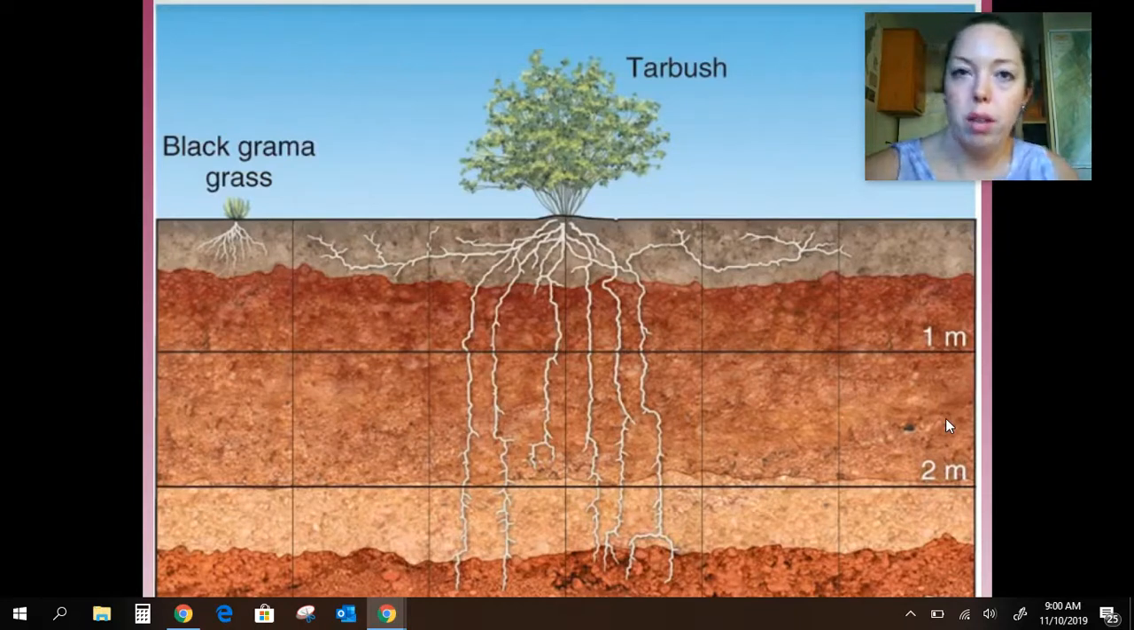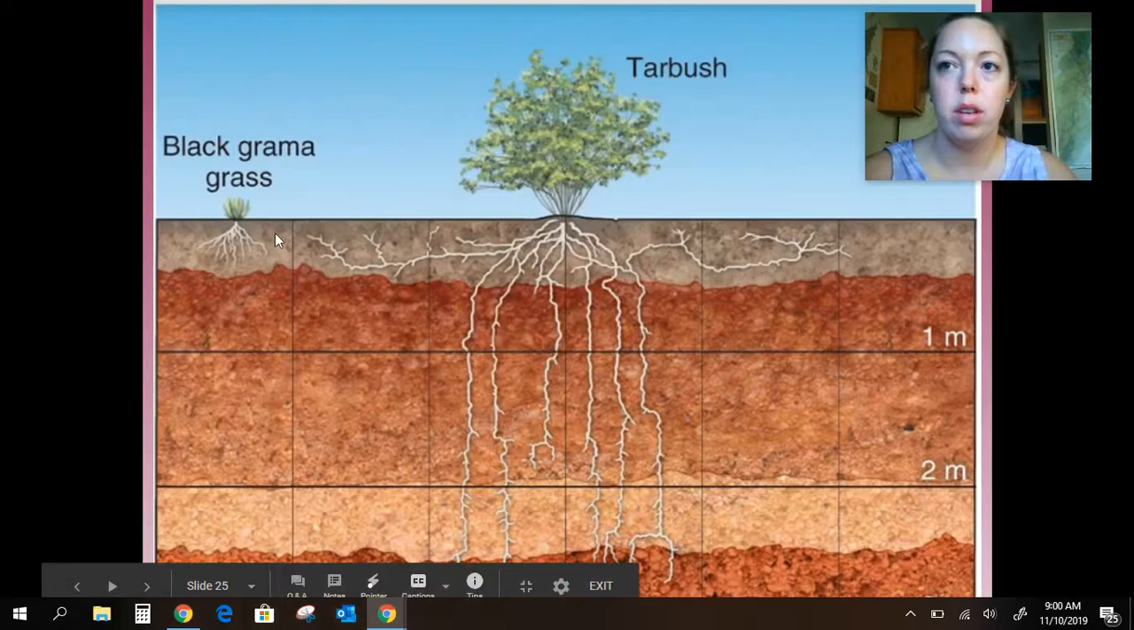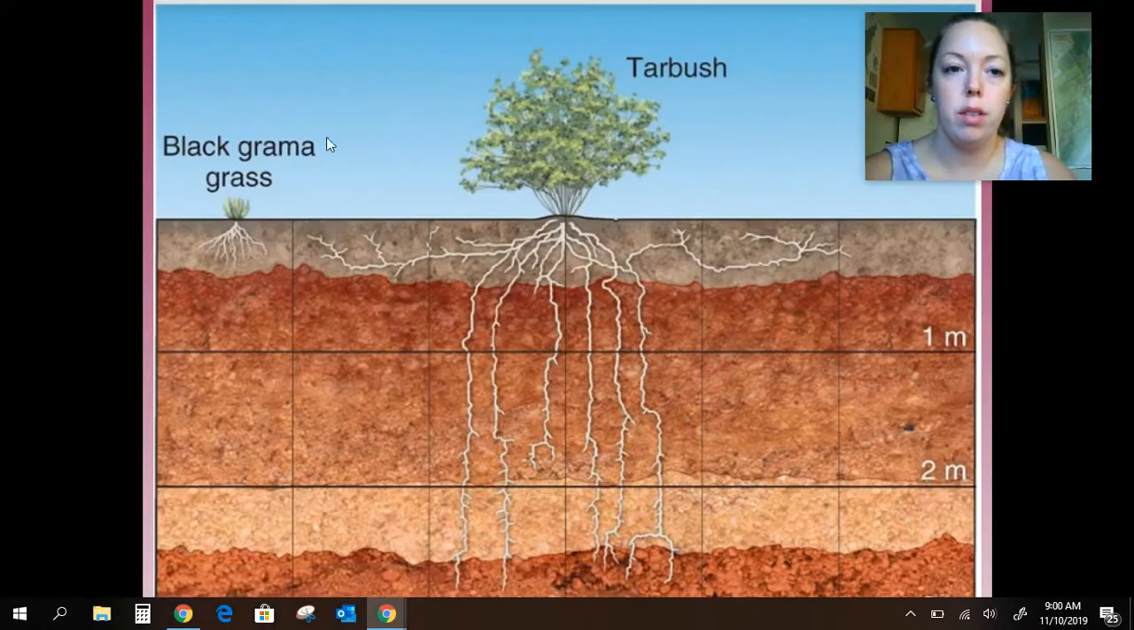So desert plants have evolved a variety of different root systems that reduce the competition for water and soil nutrients. Some have really deep roots and others have really shallow roots. There are 2 different desert plants shown here: the black grama grass and the tar brush.